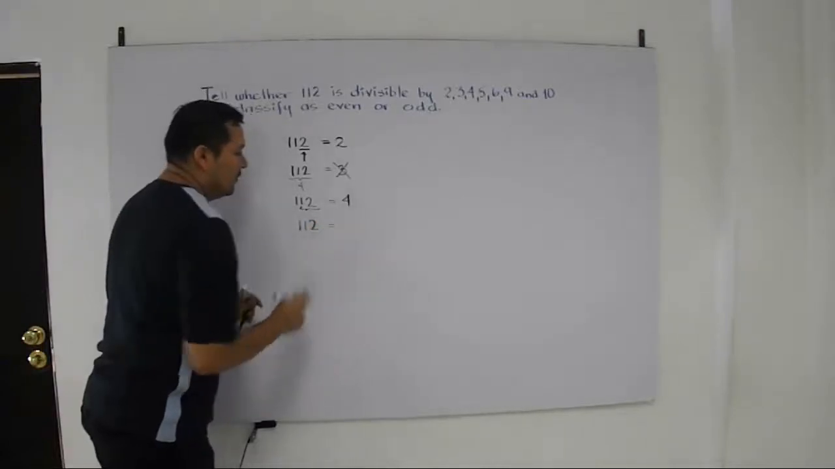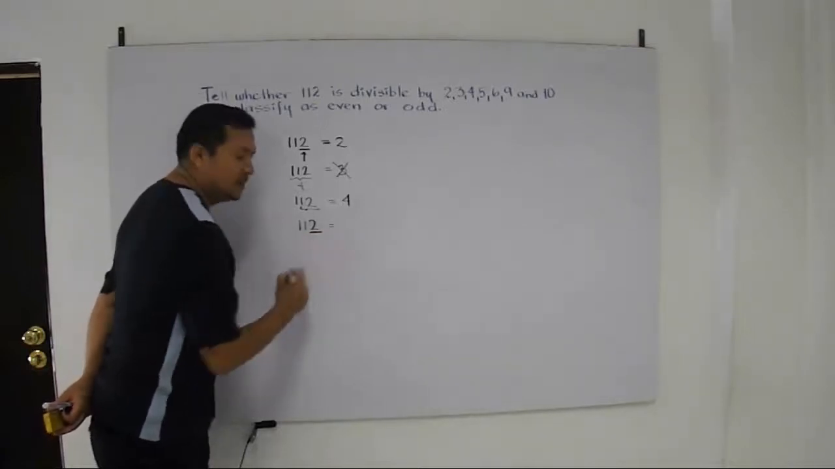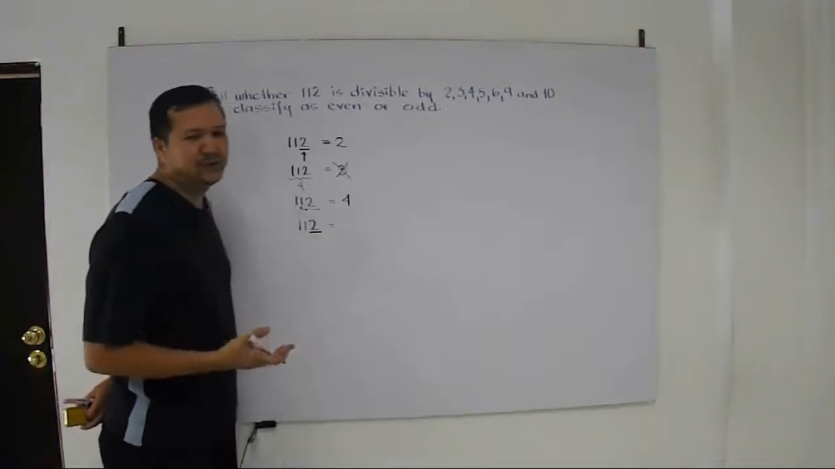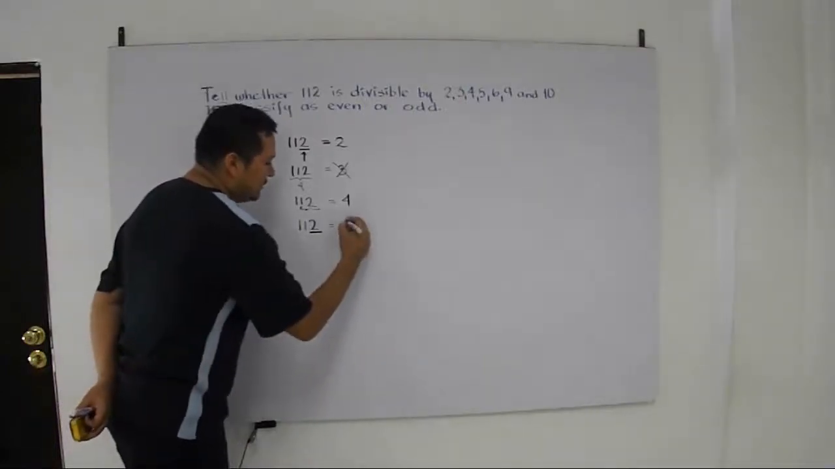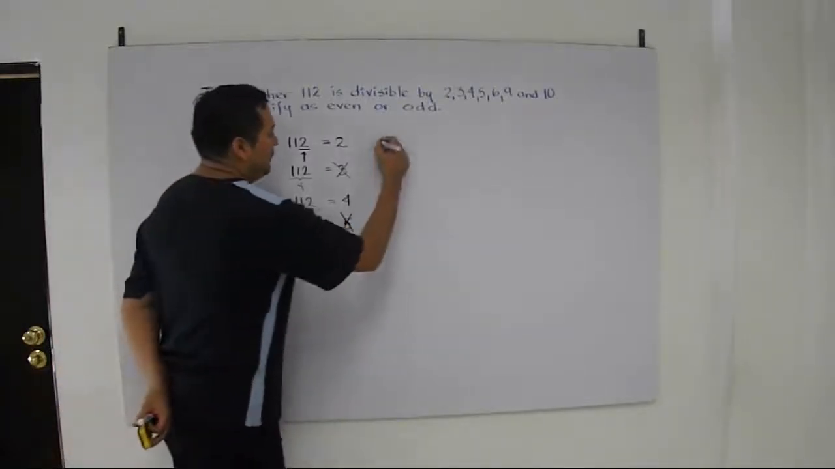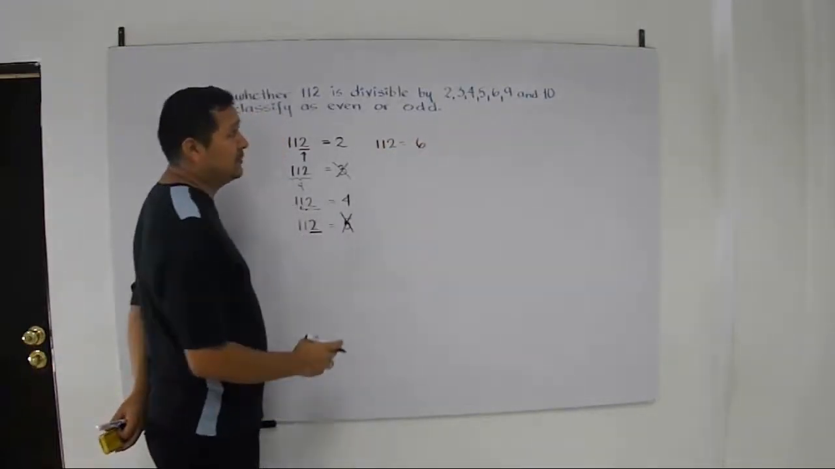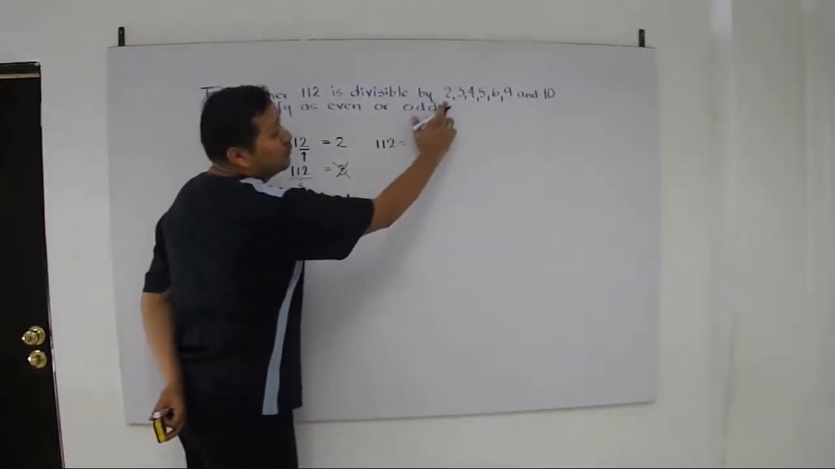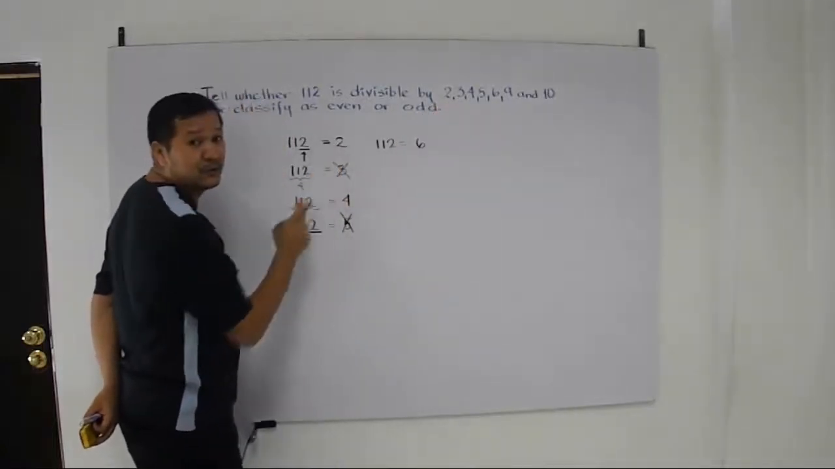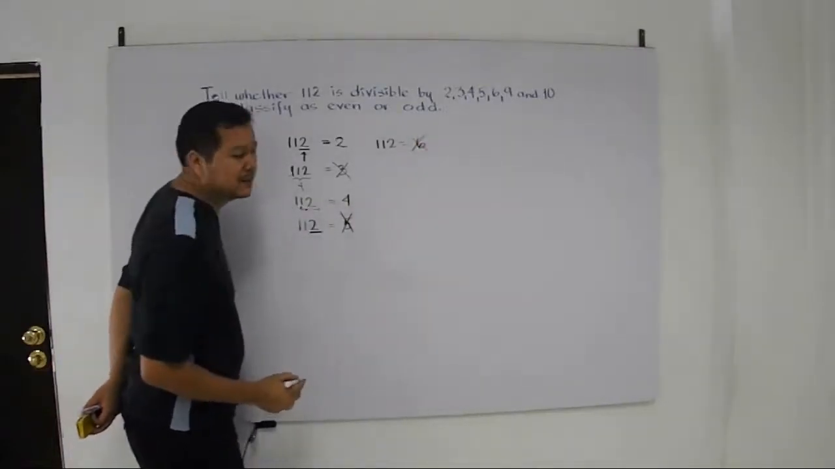To be divisible by 5, the ones digit, this one, has to be 0 or 5. As you can see, 2 is not 0 or 5, so it's not divisible by 5. To be divisible by 6, the number has to be divisible by both 2 and 3. As you can see, the number is divisible by 2, but not by 3. So it's not divisible by 6.